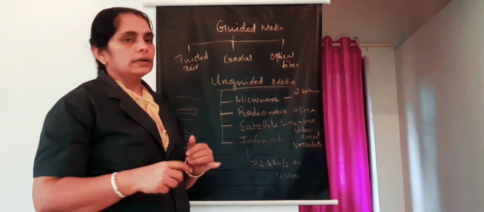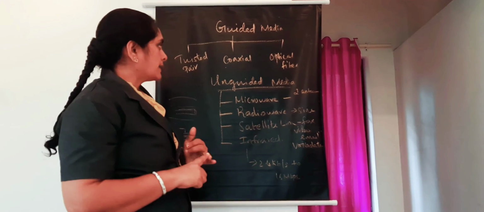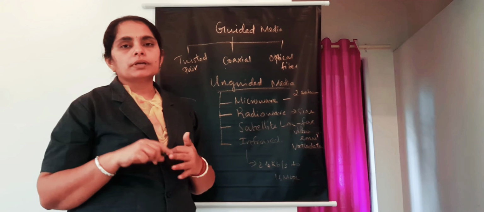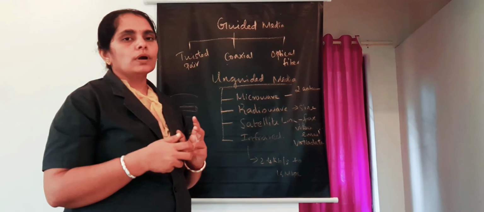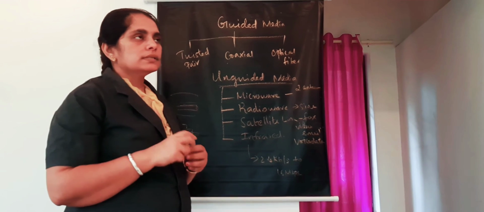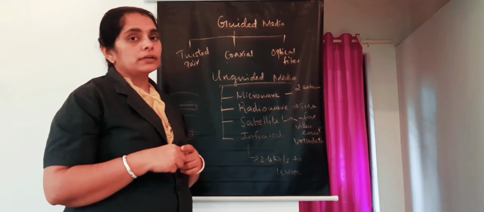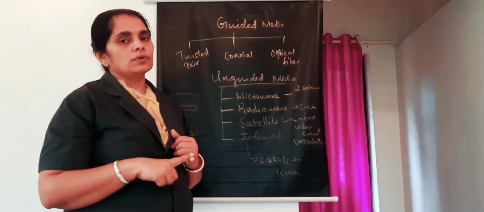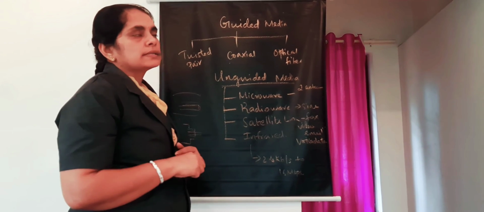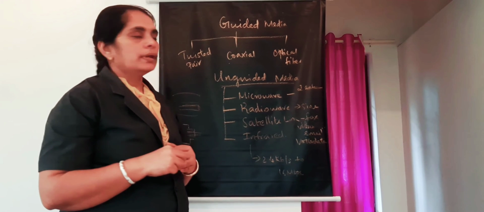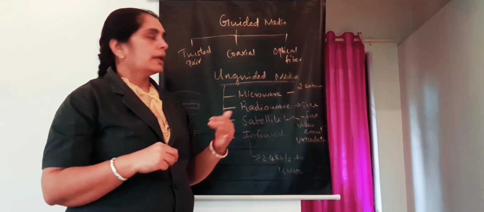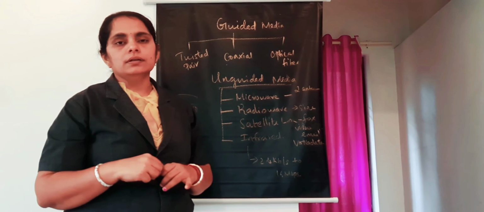These three are twisted pair cable, coaxial cable, and optical fiber. Optical fiber, as I told you, is used to send light signals from one place to another. The disadvantage of optical fiber is that it is expensive, and only experienced persons can install it, otherwise it will be damaged. That is the main disadvantage of optical fiber.